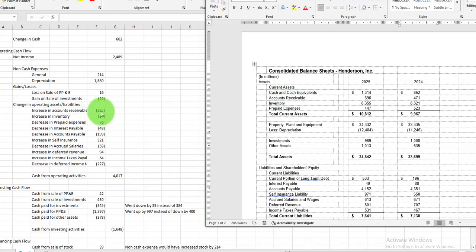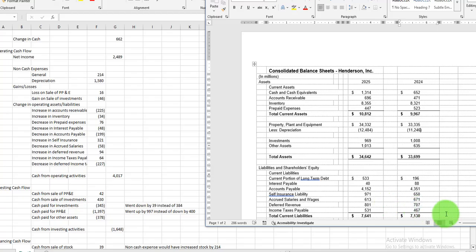So an increase in an asset is subtracted. That is the difference there, 225. And inventory went up by 34. We're going to subtract that. Prepaid expenses went down, so we're going to add that. That seems to be all of our operating assets. All these are long-term assets. That's what we deal with in the investing section.